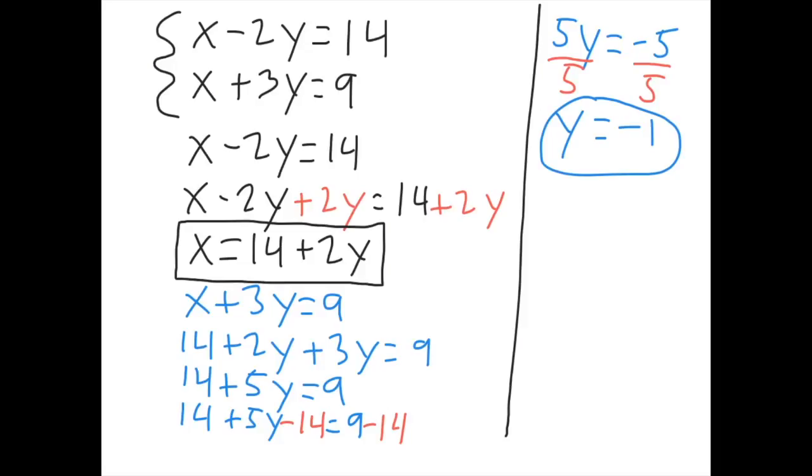So this is where we go back to the equation we put the box around. I said it was going to be very important, and it is. X equals 14 plus 2y. This already has x solved for us. So this will be the easiest to bring y back and plug in negative 1 for y to find x. So we rewrite the equation. X equals 14 plus 2y, but now instead of y, we put in negative 1. So x equals 14 plus 2 times negative 1.